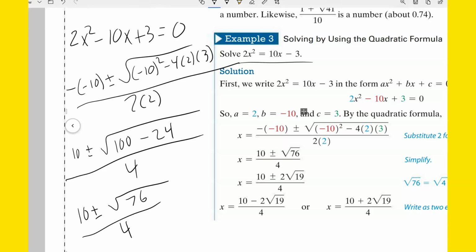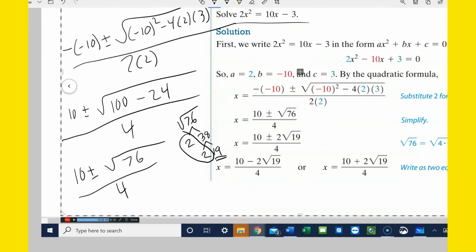So let me try to do that over here to the side. 76 breaks down to 2 times 38, and 38 breaks down to 2 times 19. So I've got a pair of 2's with an extra 19 left over. So I'm going to rewrite this as 10 plus or minus 2 square root 19 over 4.